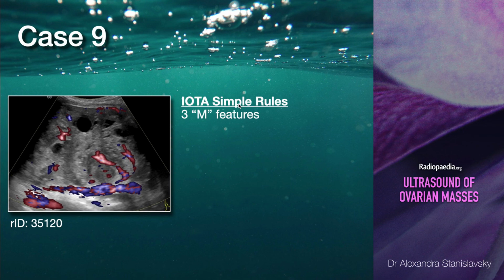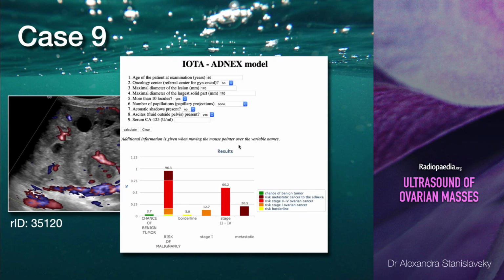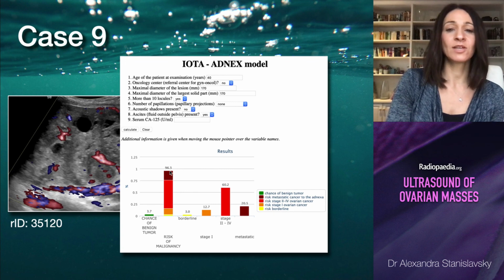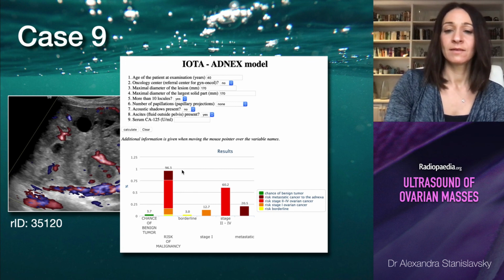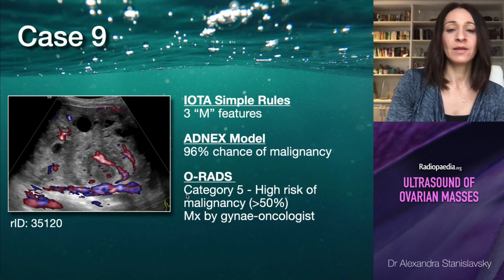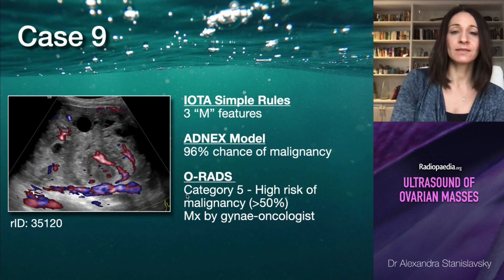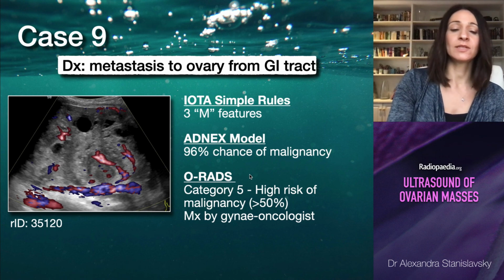IOTA simple rules gives us 3 M features. IOTA ADNEX model gives us 96% chance of malignancy. With higher grade tumour, either higher grade tumour or metastasis favoured. And O-RADS is also in agreement, and this was metastasis to ovary from the gastrointestinal tract, from bowel.